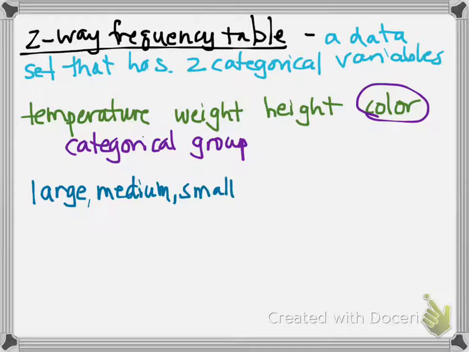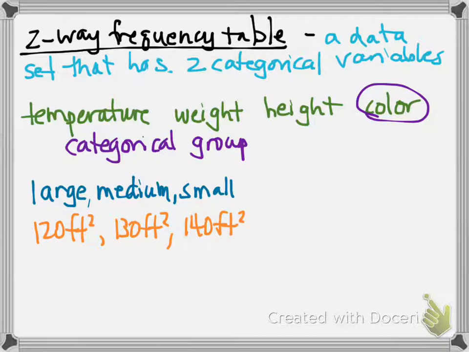And let's do, oh no, let's do a different color. How about 120 square feet, 130 square feet, and 140 square feet. So on each of these, our job is to try to figure out what kind of data is this.